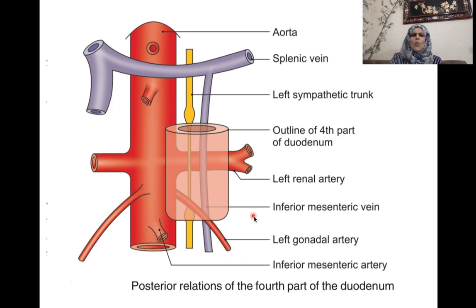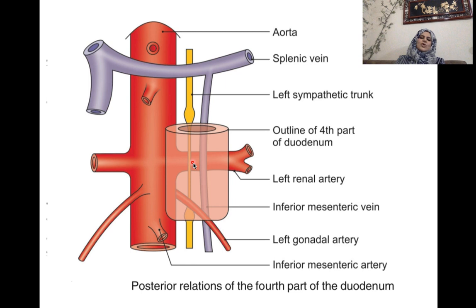When I come to the fourth part of the duodenum, name a structure present behind it: the left sympathetic trunk represents an important posterior relation. Okay, these are the visceral relations.